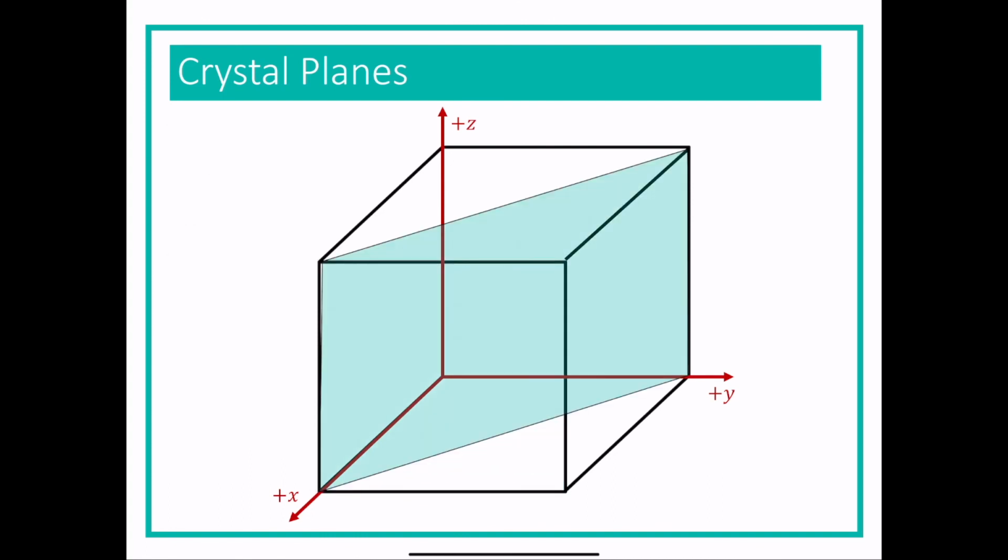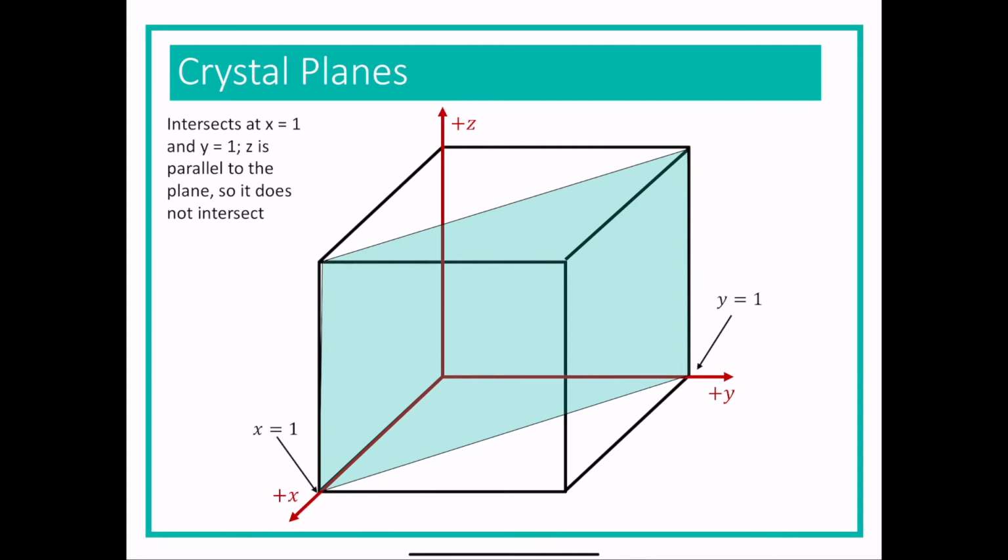If we intersect a little differently and slice through the top at an angle, it intersects differently. This time it intersects at x equals 1 and y equals 1.